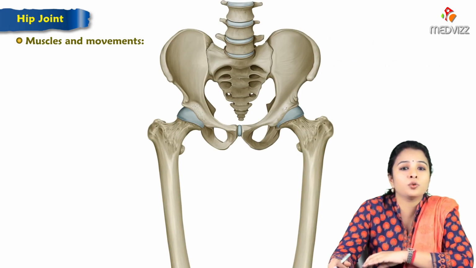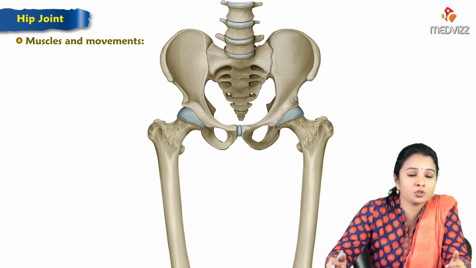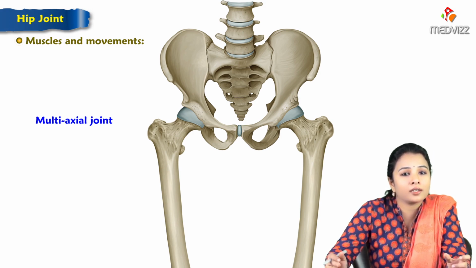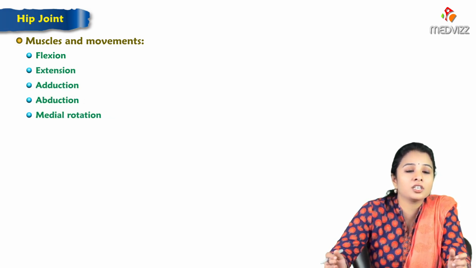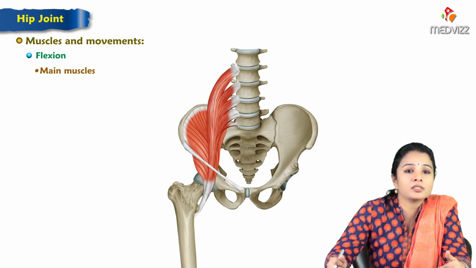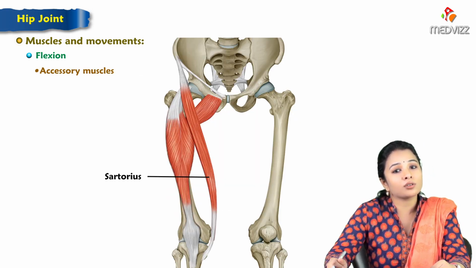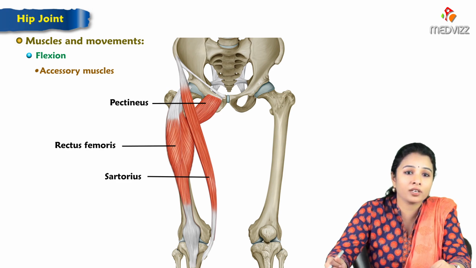So let's move on to the movements and the main muscles and accessory muscles which produce the movements at the hip joint. As the hip joint is a multi-axial joint, it has the movements of flexion, extension, abduction, adduction, medial rotation, lateral rotation and circumduction. Beginning with flexion, the main muscles causing flexion of the hip joint are iliacus and psoas major. Accessory muscles are sartorius, pectineus, and also rectus femoris, which cause flexion at the hip.